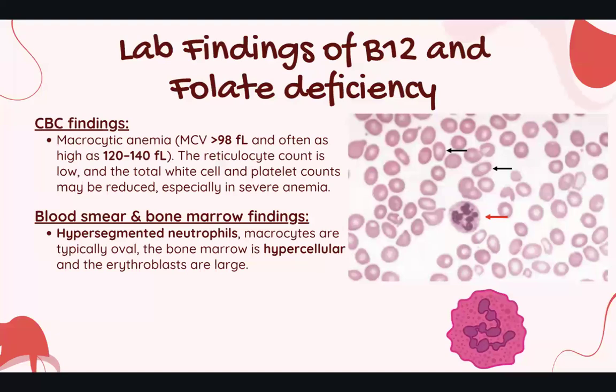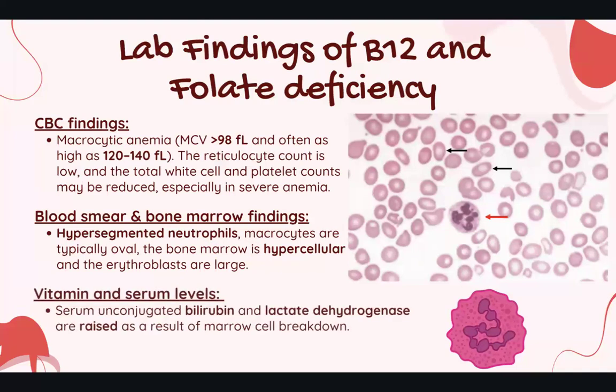Okay. Blood smear and bone marrow findings: you would see hypersegmented neutrophils, which are basically neutrophils with more than 5 lobes, and this is a classic finding in megaloblastic anemia. You would also see that the bone marrow is hypercellular and the erythroblasts are large.